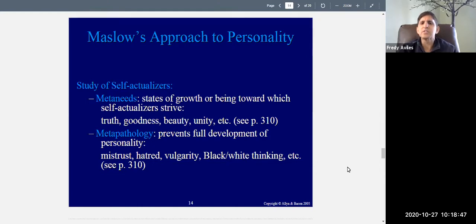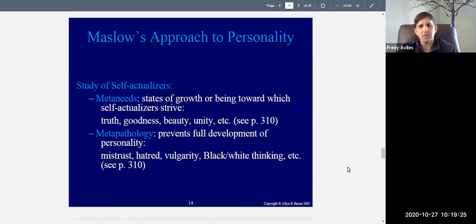Pathology means it has to do with sickness, with some kind of illness, right? Metapathologies are things that prevent the full development of personality. They can also drive people, but they are really bad and get in the way of self-actualization. Those would be things like mistrust, hatred, vulgarity. According to Maslow, you have to use nice language as well. You shouldn't be vulgar, right? Black and white sort of thinking. We could put prejudice in there, greed, hostility, right? All those evil, bad things. That's what he called metapathology.